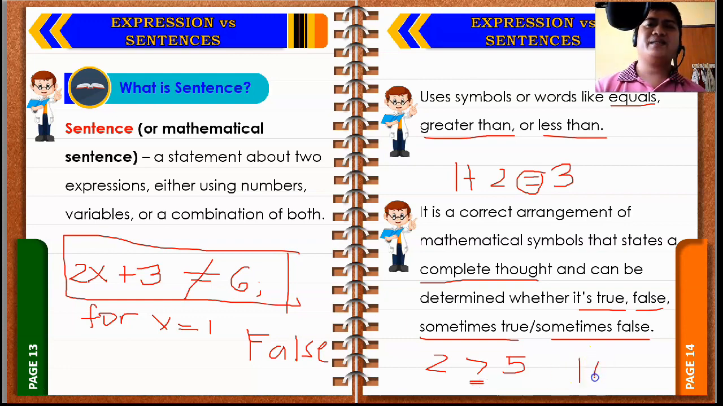You can have 10 is, I'm using the word, less than 12. So let's say 10 is less than 12. So this statement is true. So those are the differences between an expression and a sentence. So I hope you understand the basic definition of the two. Okay, so that's it for our topic 2.2.